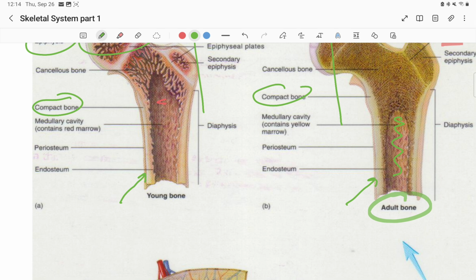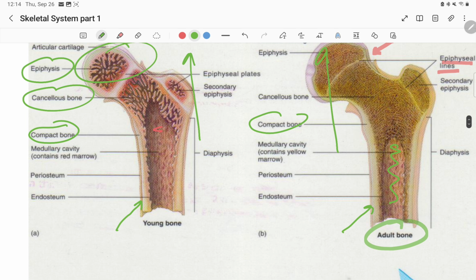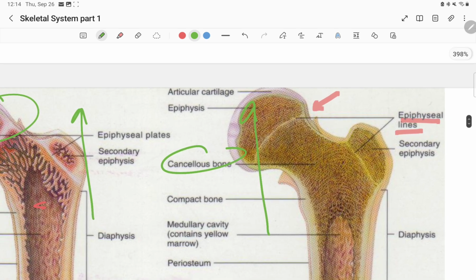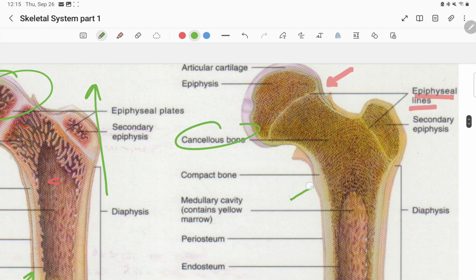The inside part is called cancellous bone. It's got a lacy network, as you can see here, called cancellous bone. What that does is it gives you strength without all the weight. So it's not solid all the way through. It's only solid on the outside, the compact part, and then cancellous bone, also known as spongy bone, on the inside.